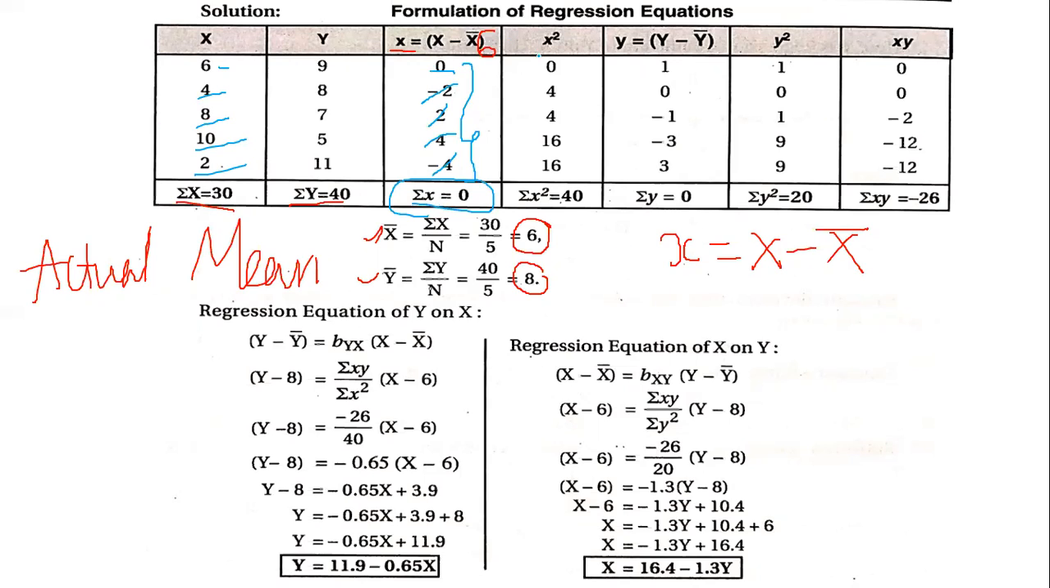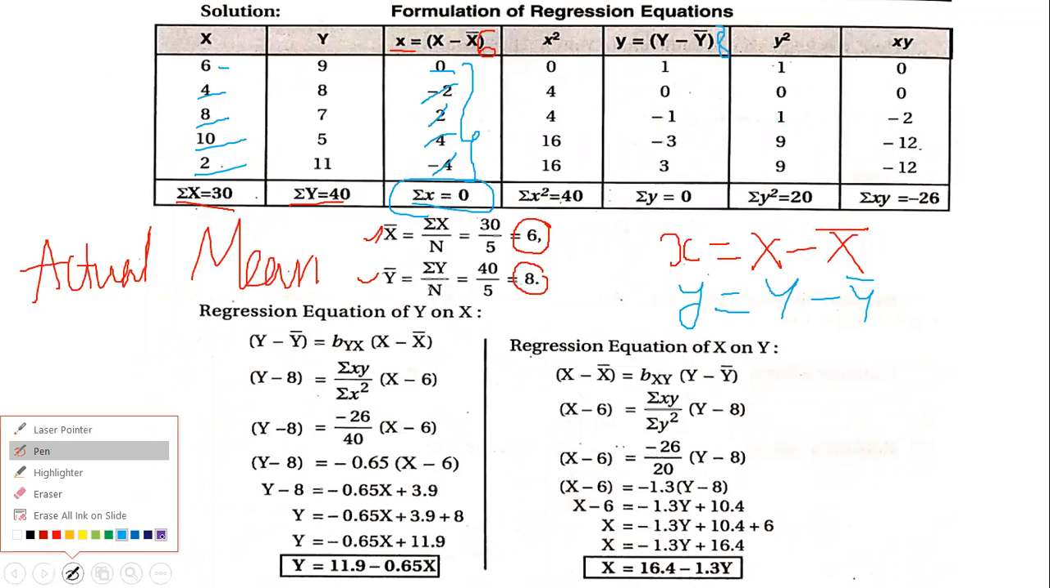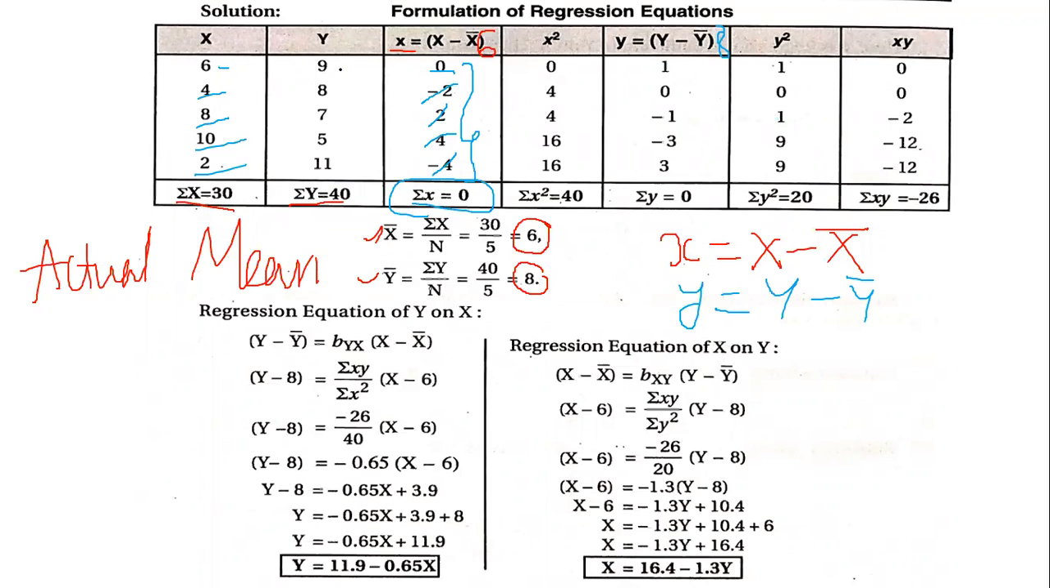Okay. Next, coming to small y, which is equal to y minus y bar. So y bar is nothing but 8 here. So I'll write 8 here. Let me choose a different color. So y is equal to 9 minus 8 is 1. 8 minus 8 is 0. 7 minus 8 is minus 1. 5 minus 8 is minus 3. 11 minus 8 is plus 3.